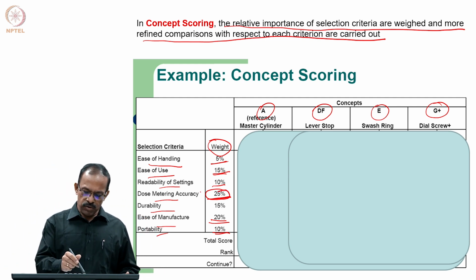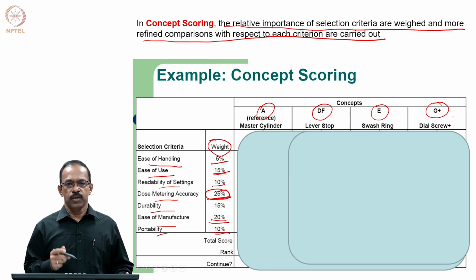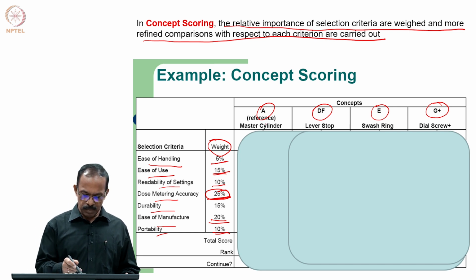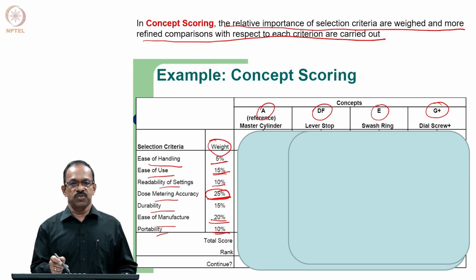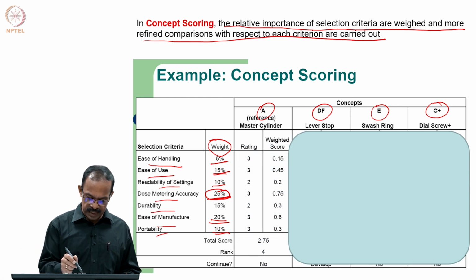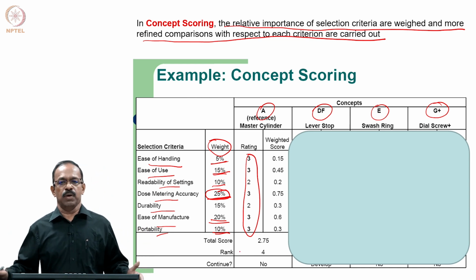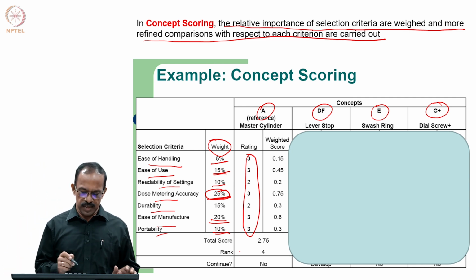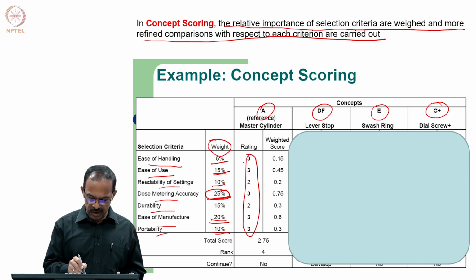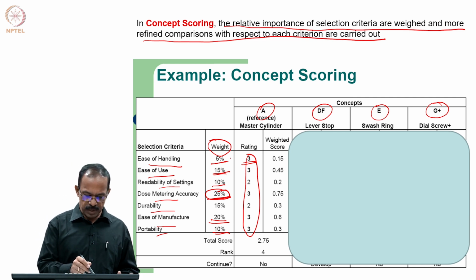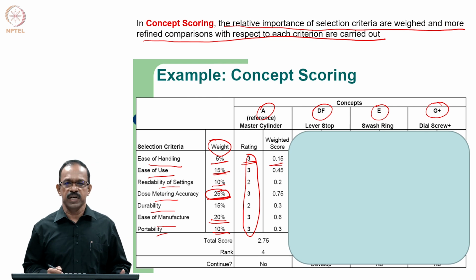Now, for each of these concepts A, DF, E, G plus, you give some value. What is the value that you can give for this master cylinder in absolute terms? That is what we do here. Suppose you give the rating 3, 2, 3 like that. You can give a maximum of 5, and then you can give 3, 2, 1, 4, whatever you like, and then find out the weighted score. This has a rating of 3 against ease of handling for the reference master cylinder. Then 3 multiplied by 0.05 will be 0.15, which is the weighted score.